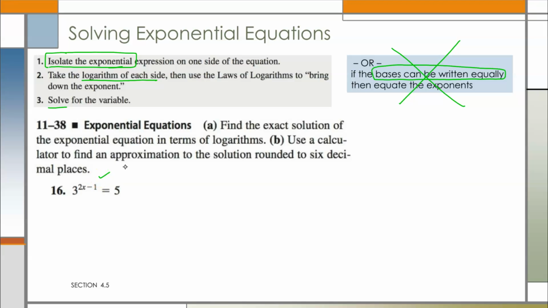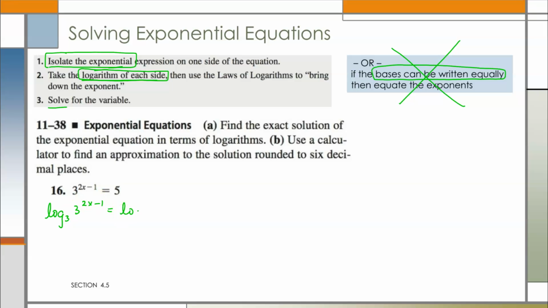That's already done. How did I know this was the exponential expression? Remember, exponential functions have variables in their exponent. So this is my exponential expression. It's already isolated, so we're going to move on to the next part, which is take the logarithm of each side. Now, I could log base 3 both sides.